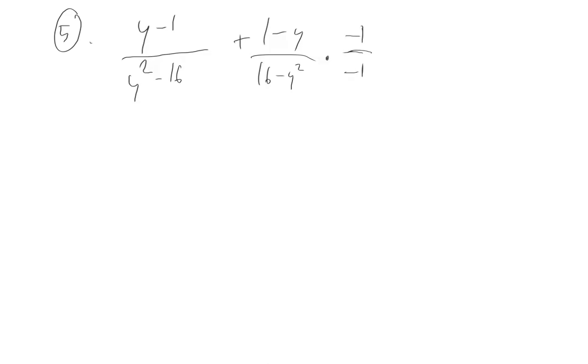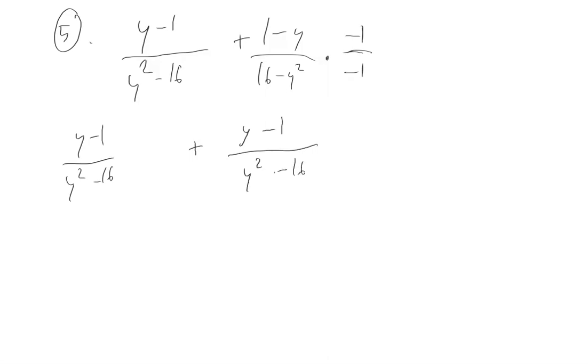y minus 1 over y squared minus 16 plus 1 minus y over 16 minus y squared. So on number 5, they're being a little bit tricky right here. The thing is, you can reverse the signs of the bottom of the fraction as long as you reverse the signs of the top. In other words, you can multiply the bottom by negative 1 as long as you multiply the top by negative 1 as well. So when we do that, the second fraction changes to positive y minus 1 over positive y squared minus 16.